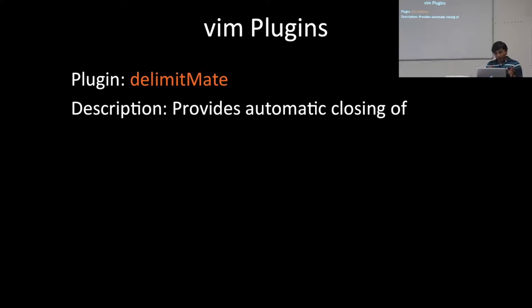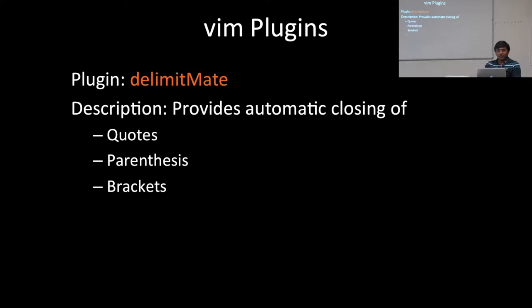The next one is Delimit Map. So I'm always looking for a feature in Vim which provides me auto close of my quotes, parentheses, brackets, like that. So this plugin provides automatic closing of quotes, parentheses, brackets. And it provides a lot more than that, but I'm interested in this stuff. So it serves my purpose. Configuration, none. You don't need to configure your Vimrc for this plugin, it just works fine.